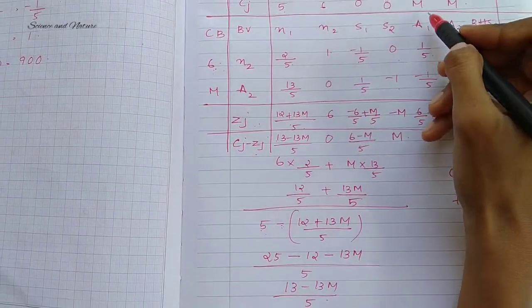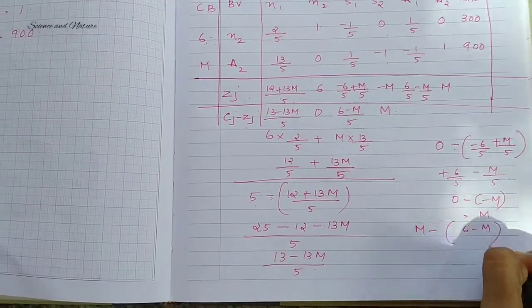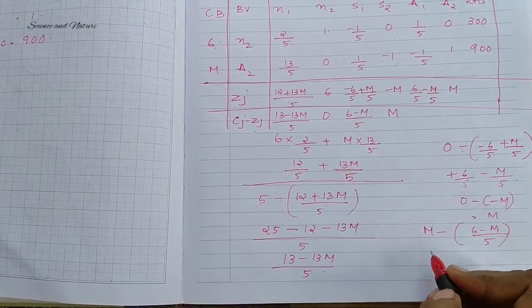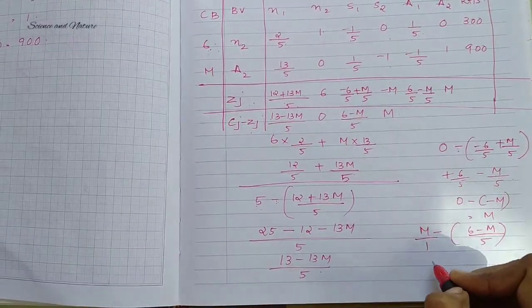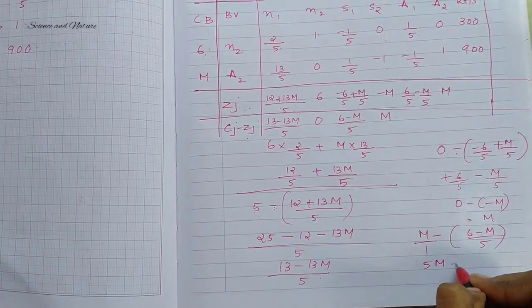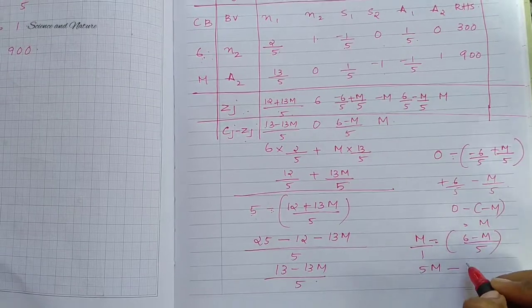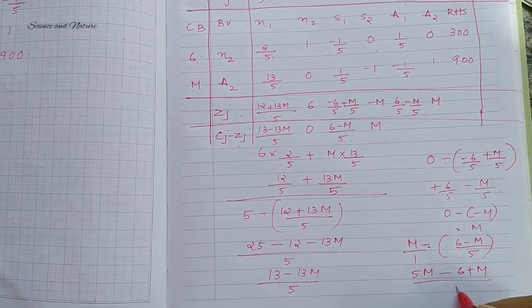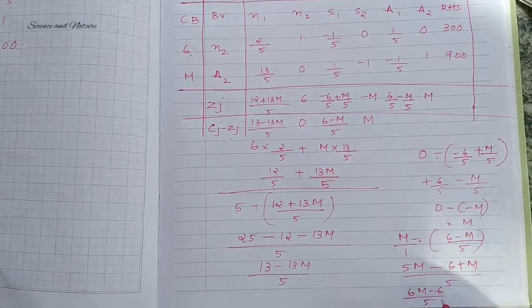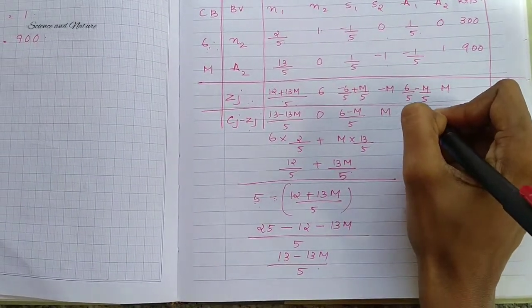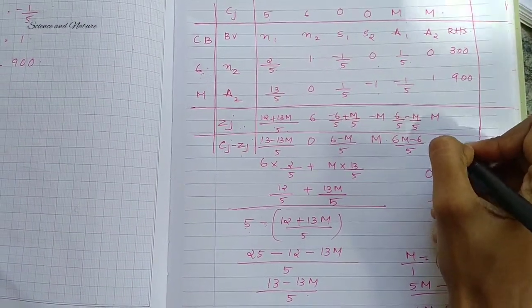Next one is m minus 6 minus m by 5. We again need to cross multiply, that is 5m minus, we need to enter the minus into the bracket, minus 6 plus m divided by 5, that is 5m plus m, 6m minus 6 by 5, then m minus m, which is equal to 0.